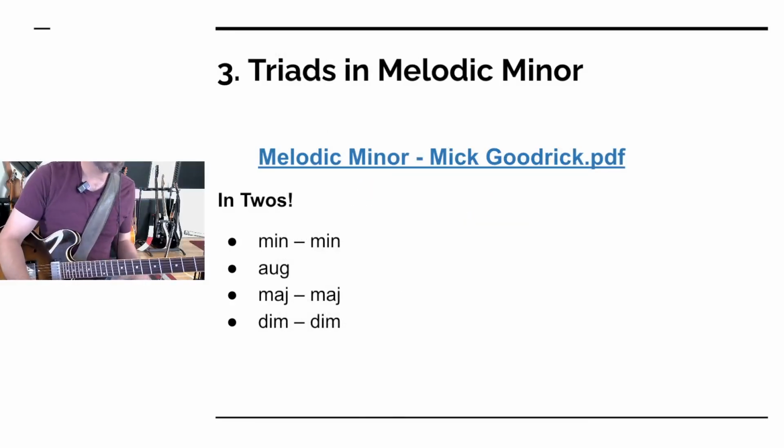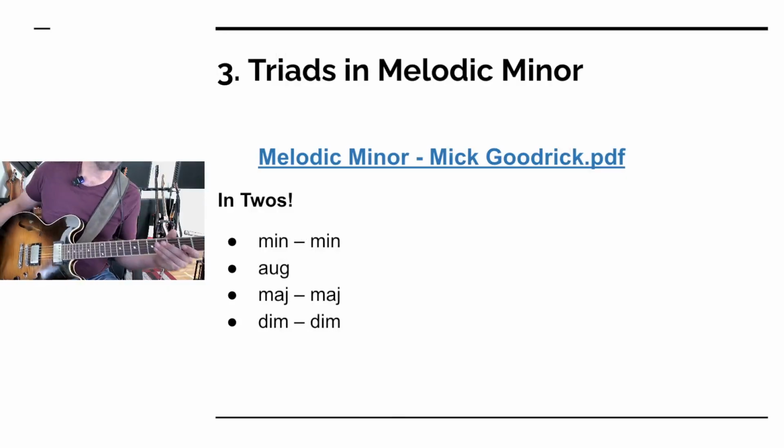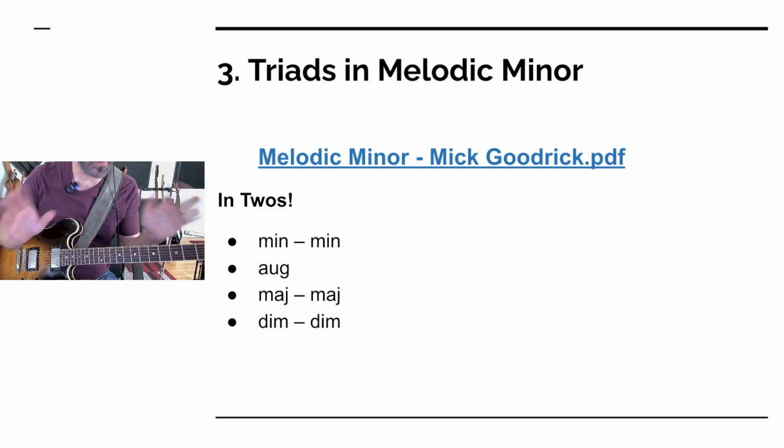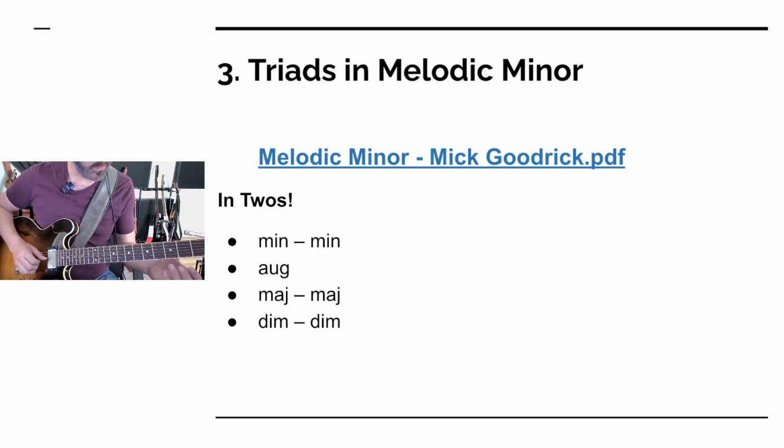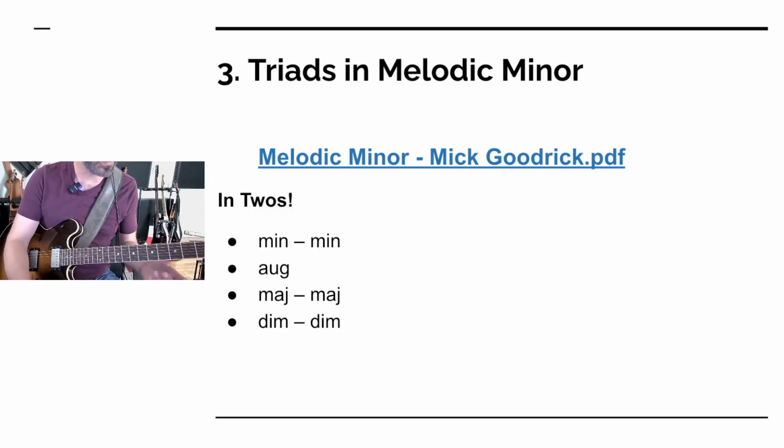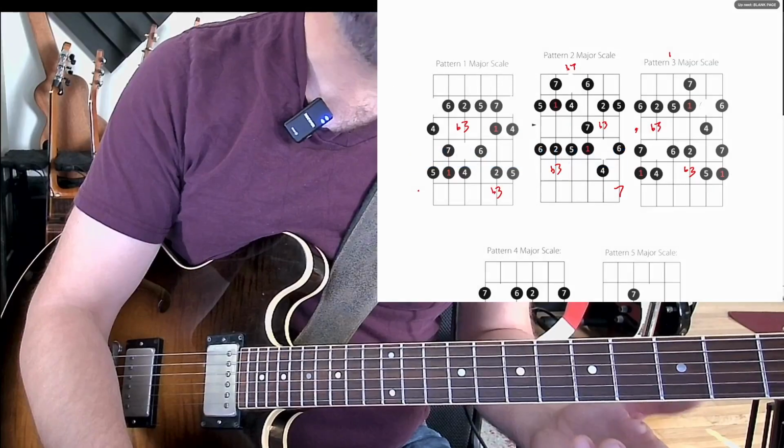With the exception of the augmented chord that's built off the third note, everything moves in twos. So if I'm in C minor, well, first of all, let's see here. I can jump to the iPad real quick. Big guitar, small iPad. Here we go.